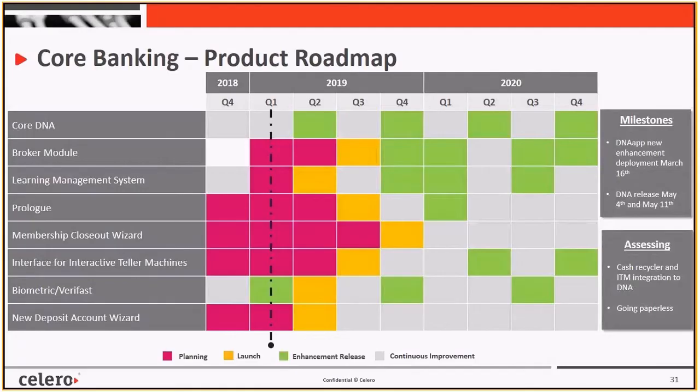There are many new features and products on the core banking roadmap. I would like to highlight the broker module and the new deposit account wizard. Broker module is the new product we purchased from Fiserv that gives the ability for DNA to create brokers and agents as organizations and persons.